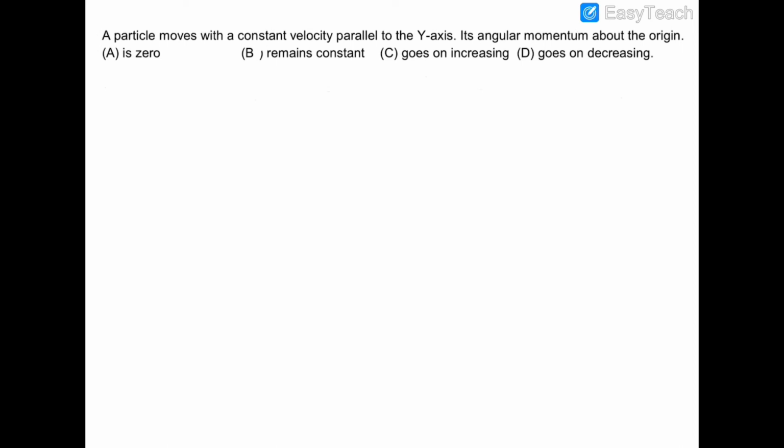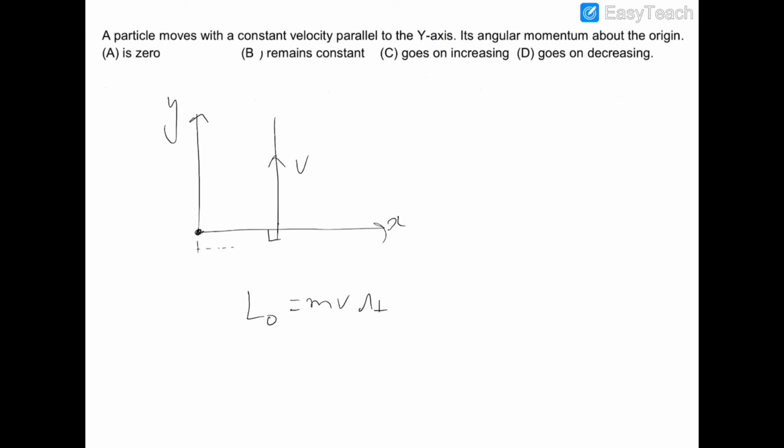In this question, it is given that a particle is moving with a constant velocity parallel to the y-axis. So its angular momentum would be, so this is y and this is x, and this particle is moving parallel to the y-axis with some velocity v. So its angular momentum about origin, L O, would be m v into r perpendicular, where r perpendicular is the perpendicular distance of the momentum vector from the origin. So this is r perpendicular.